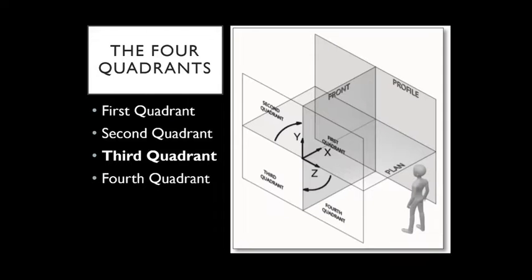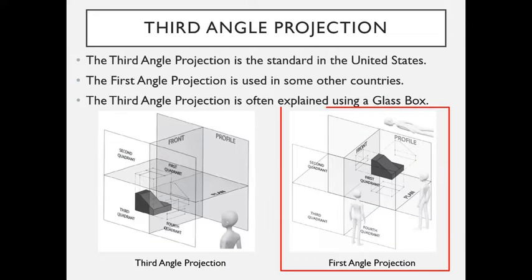If you have a rectilinear coordinate system in the space, you can divide the space into the 4 quadrants. There's a convention of naming the quadrants as the first, the second, the third, and the fourth in the counterclockwise direction as shown in the figure. Imagine you're standing and looking straight on the front plane as shown in the figure. If an object is placed in the first quadrant and its image is projected onto the front, plan, and profile planes, it is called the first angle projection.